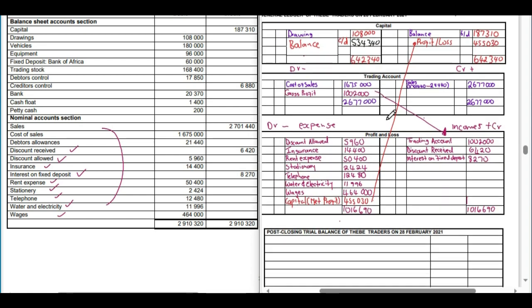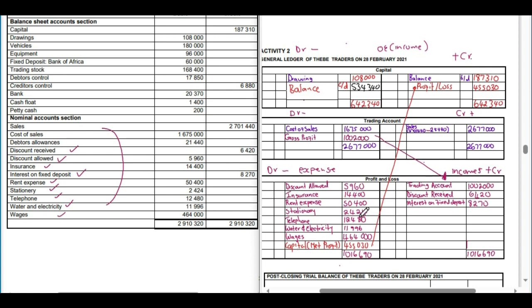And then guys, we are done with our capital account, trading account, as well as our profit and loss.